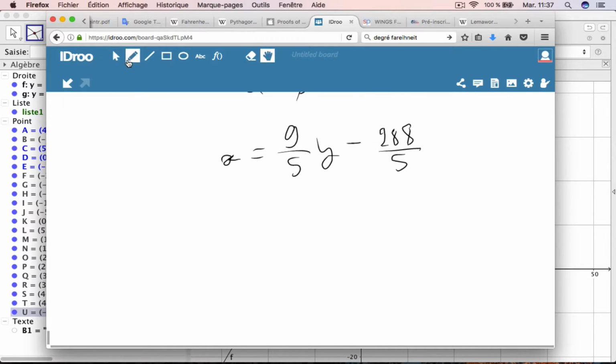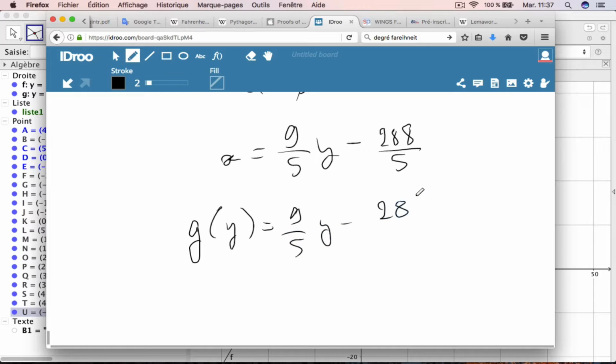Okay, so here we go, we have a new function. It's called 9 on 5 y minus this. But the variable's name is not important, because a variable could be named x, z, or whatever. So usually we like to use x for the variable and y for the result.